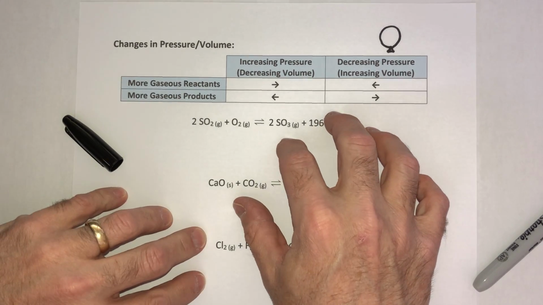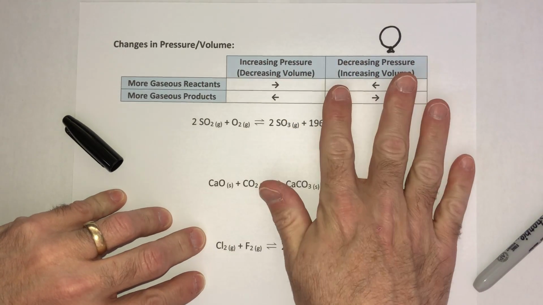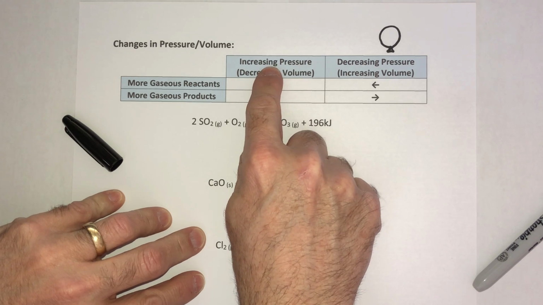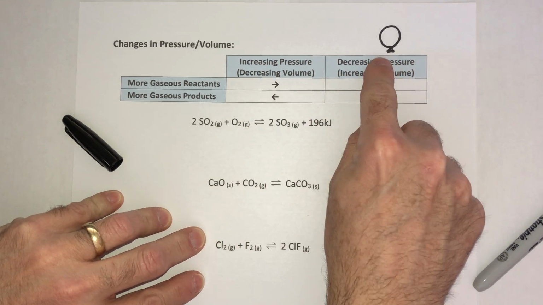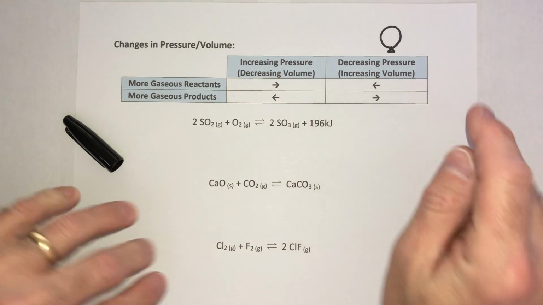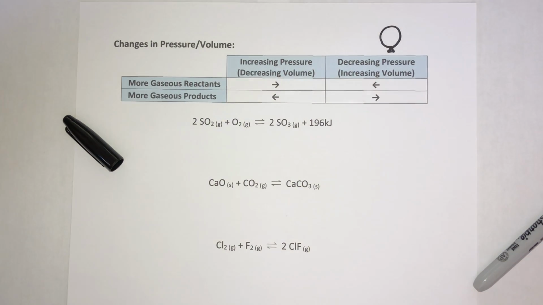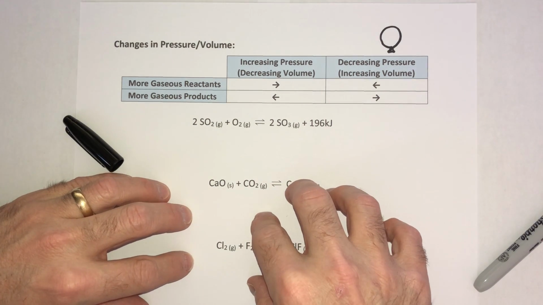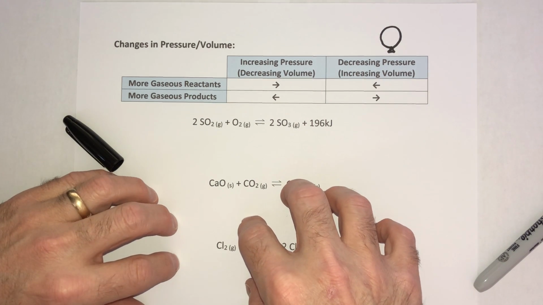Now in this table here, what I've got it set up as is increased pressure in this column, decreased pressure in this column, and the rows are all about how many gas reactants you have versus gas products. This problem here is all about gases.